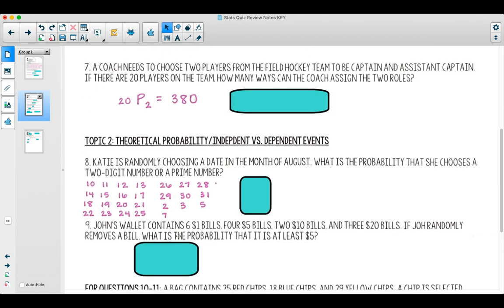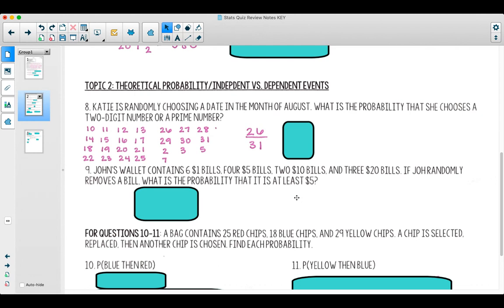So problem number 8. Katie is randomly choosing a date in the month of August. There's 31 days in August. What is the probability that she chooses a 2-digit number or a prime number? So what I did is I wrote all the 2-digit numbers out and then all the prime numbers out. I counted all of them. That's a total of 26 numbers right here. There's 31 days in August, so that probability is 26 over 31. I'm going to have you guys try the next one.